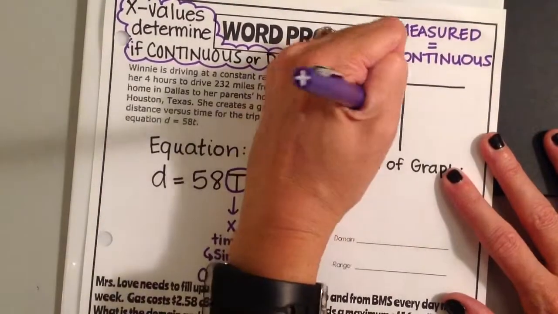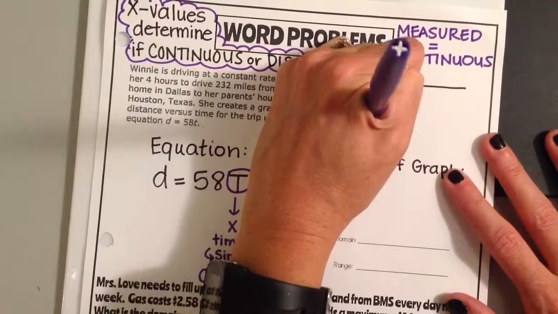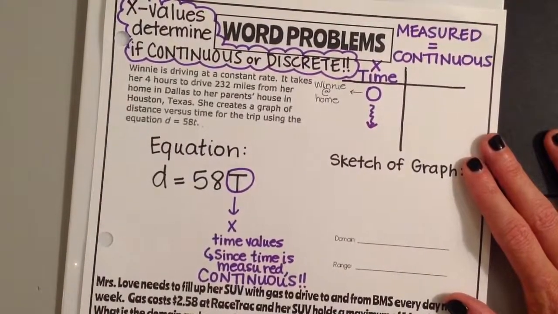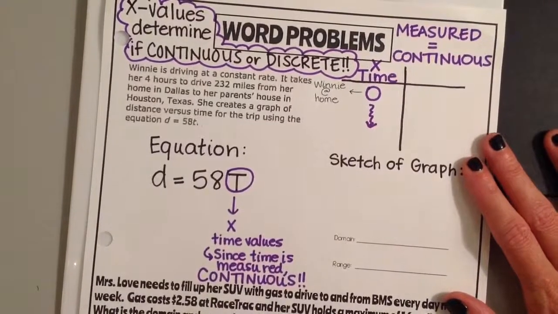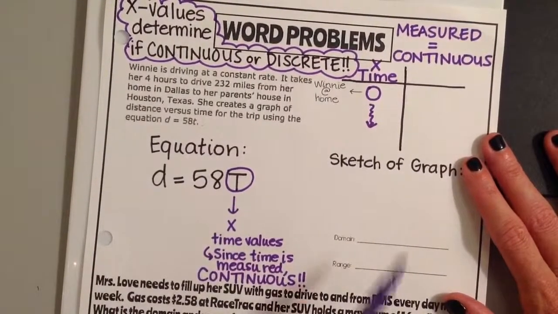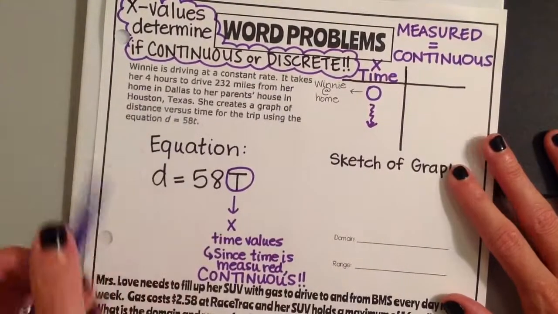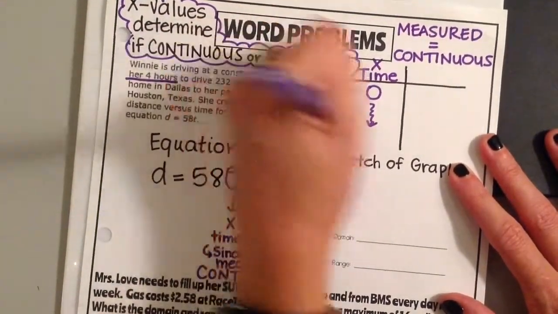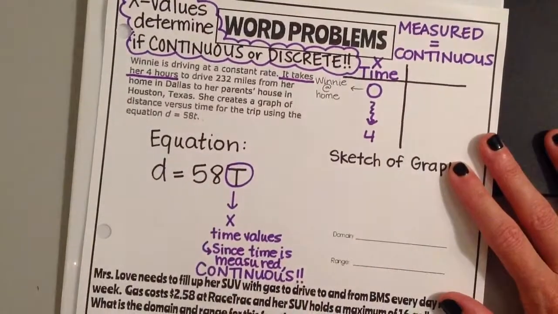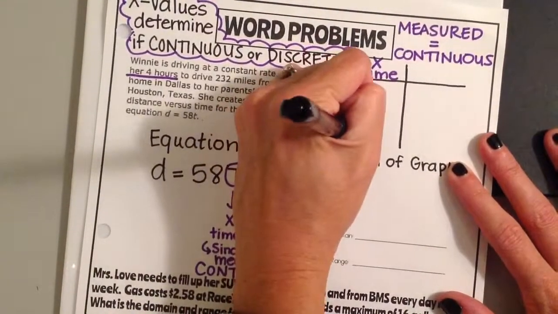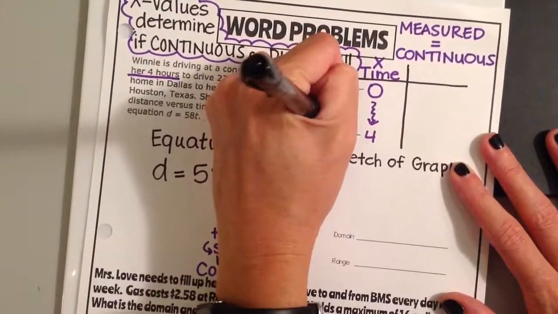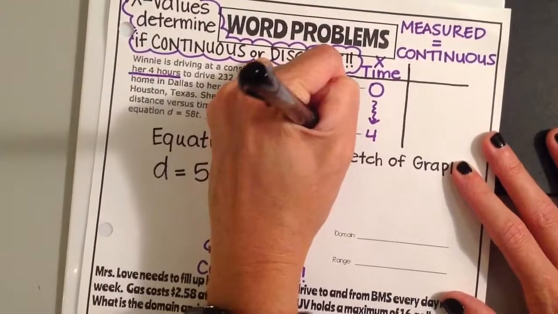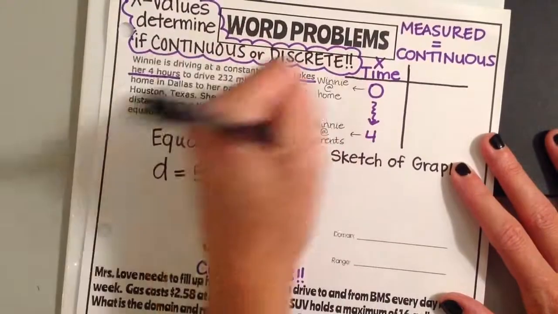And now we're going to pretend that we are measuring all of these time values just past 0, so all those minutes and seconds, and we're going to see what is the biggest amount of time that I can have in my problem. And it says it takes her 4 hours. That's how long the timer is running on her trip. So when she hits 4 hours, Winnie has now reached her parents' house.